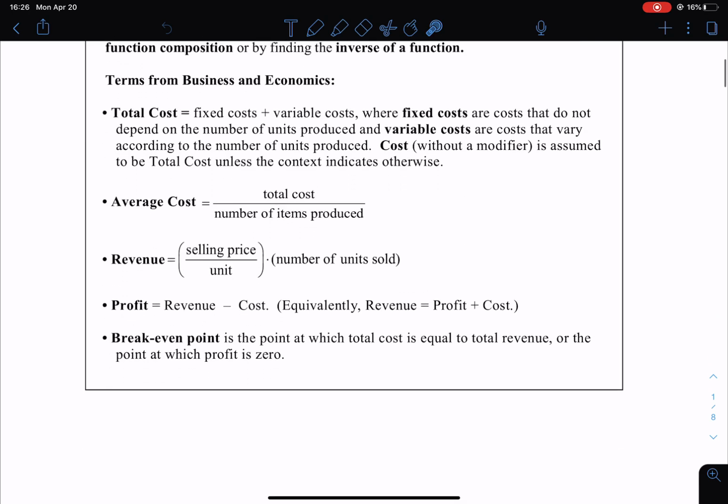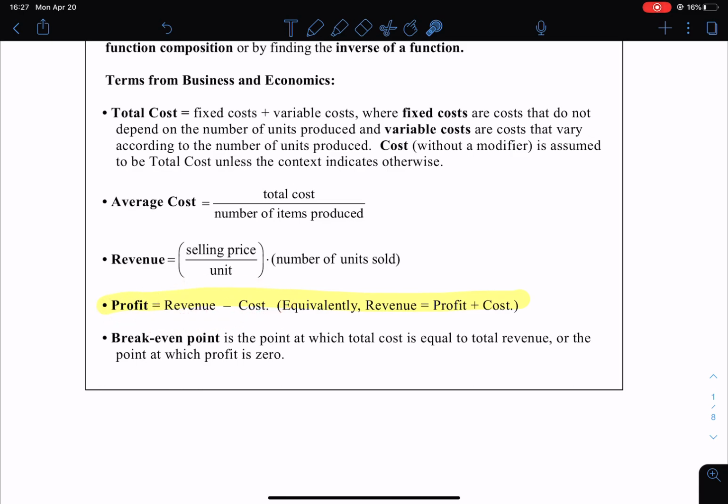So, terms from business and economics. This one shows you what total cost is. Just read it, this is not difficult. And the average cost is total cost divided by the number of items sold. The revenue is the selling price per unit multiplied by the number of units sold. And this is a very important formula. For the profit, you can just use revenue minus cost.